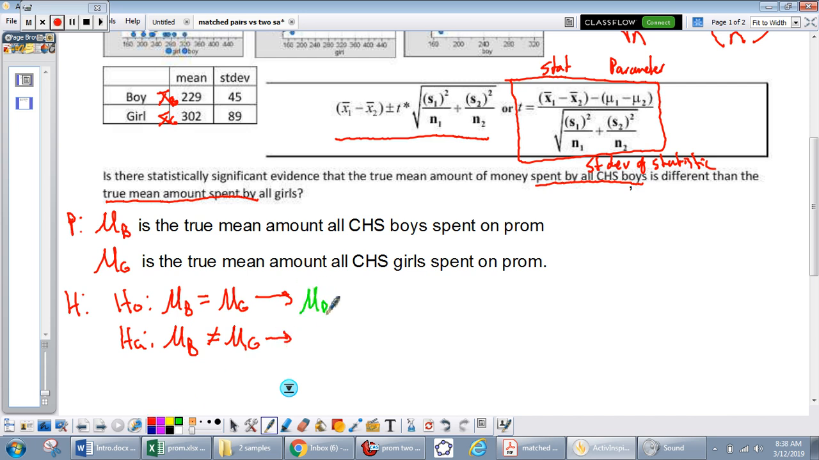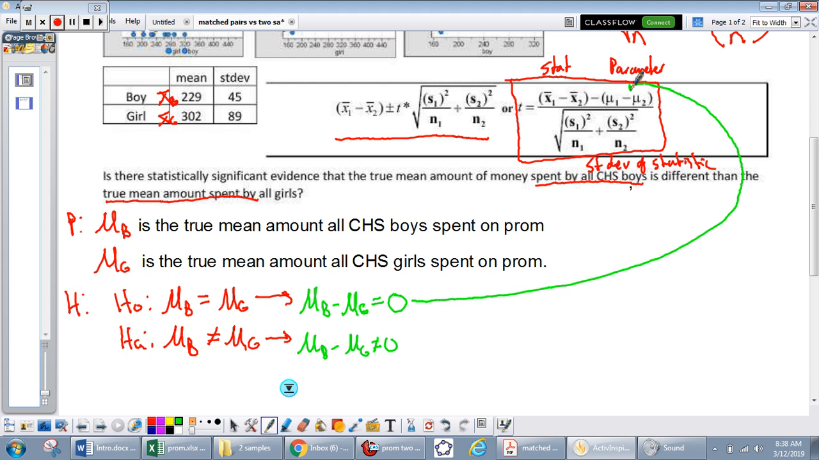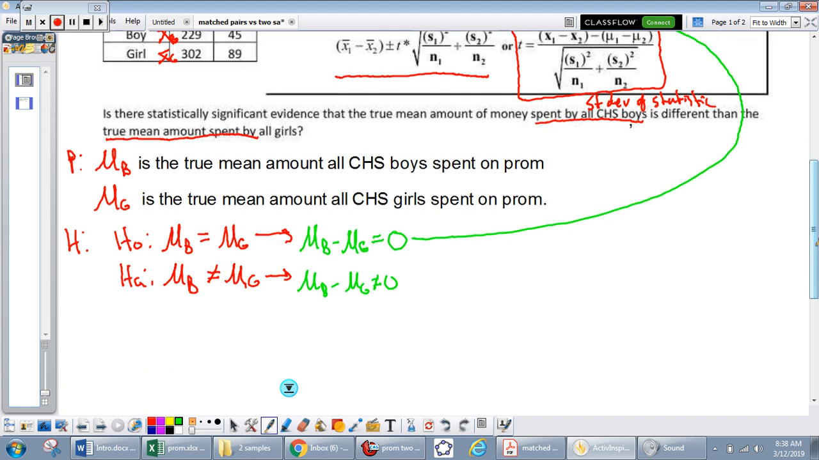If I subtract both of these over, mu B minus mu G would be equal to what value? 0. And then mu B minus mu G does not equal 0. So this actually is my hypothesized value, which is going to be dumped in right here. 0 is going to be the value. And 90% of the time, that's what we're going to be working off of, is the value of 0. All right? So let's go ahead and figure out our conditions.